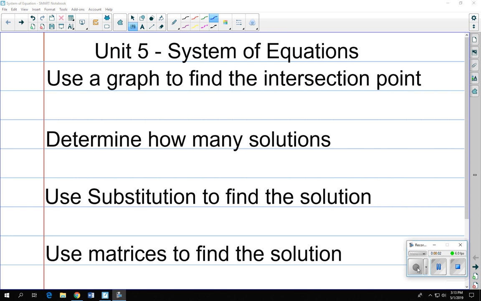Good afternoon and welcome to the Unit 5 System of Equations review. In this unit we are going to look at how to use a graph to find the intersection point, determine how many solutions there are based on the information we are given, use substitution to find the solution, as well as use matrices on our calculator to find the solution.